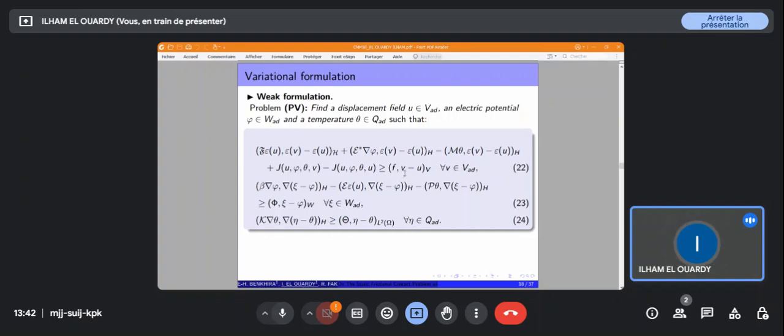Therefore, by using the previous notations, standard procedure based on Green's formula and some mathematical manipulation, we arrive at the following weak formulation of the problem, capital P V, which is a system coupling an elliptic quasi-variational inequality for the displacement field and two elliptic variational inequalities for the electric potential and temperature field, where G is the functional of friction, and it is defined by this form.